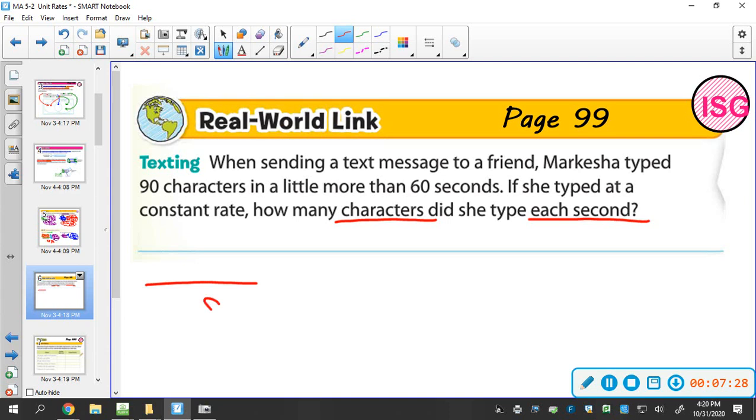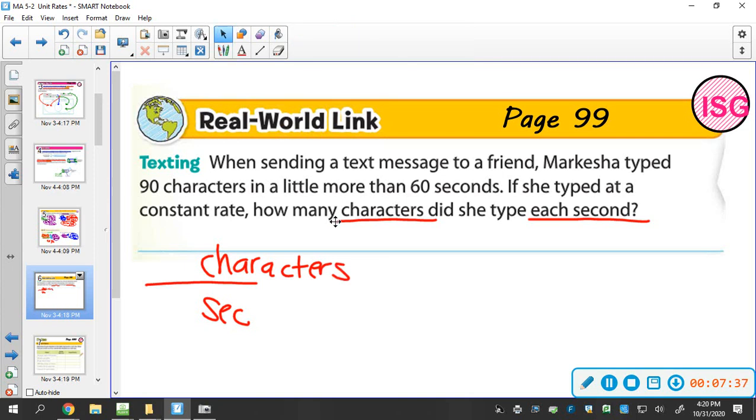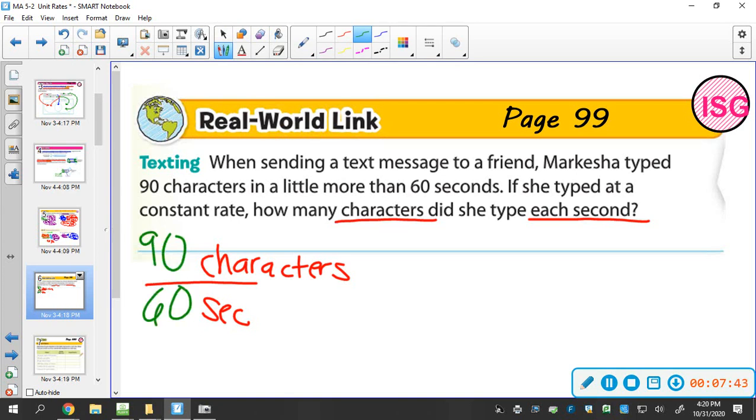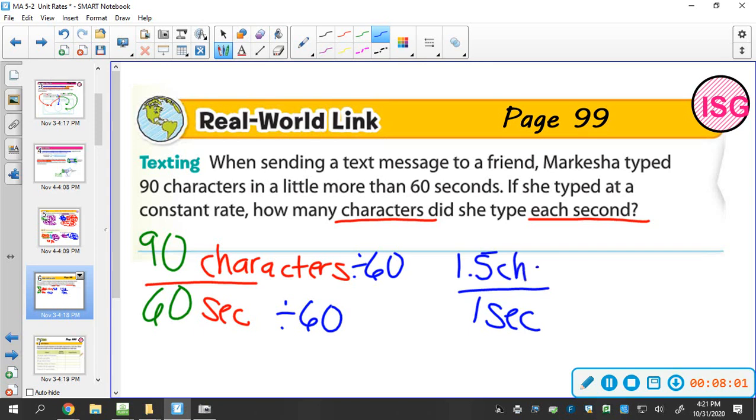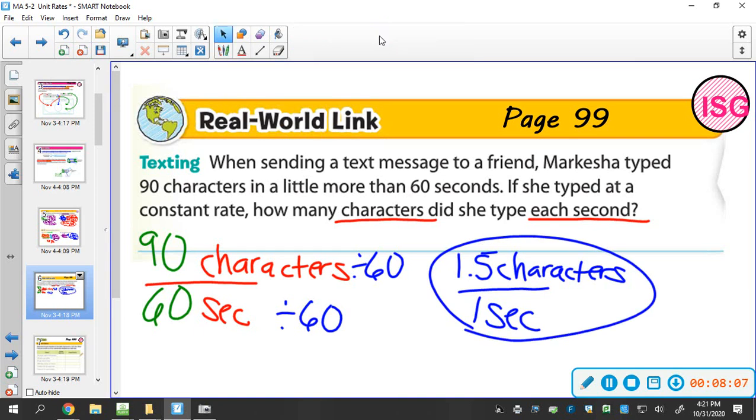So that means the seconds have to go on the bottom. That means my characters have to go on the top. So we would plug in our numbers that we know. It said 90 characters. It said 60 seconds. We need that 60 seconds to be down to 1 second. So we divide by 60 on the top and the bottom. And you end up getting 1 second. And 90 divided by 60 is 1.5. So it's 1.5 characters per second would be your unit rate on that one.